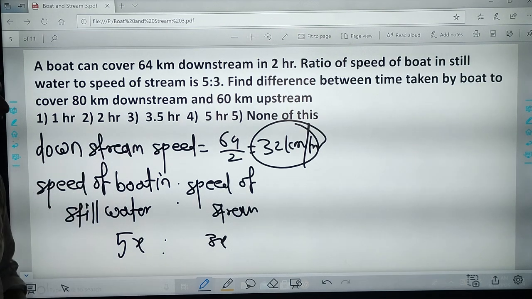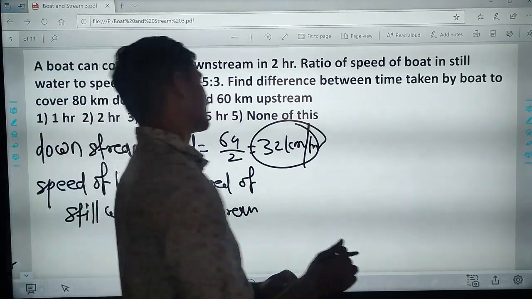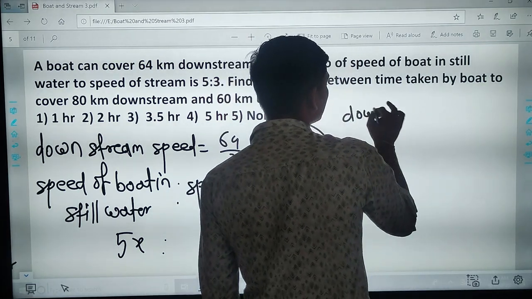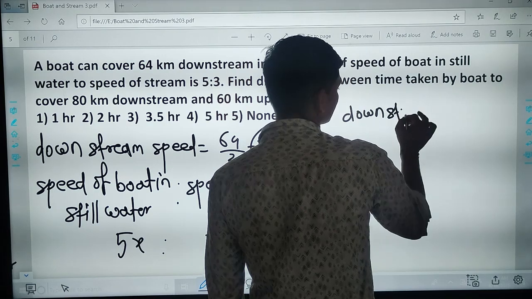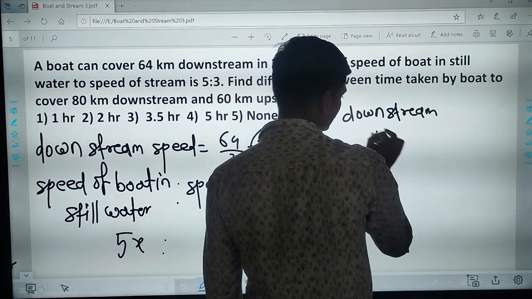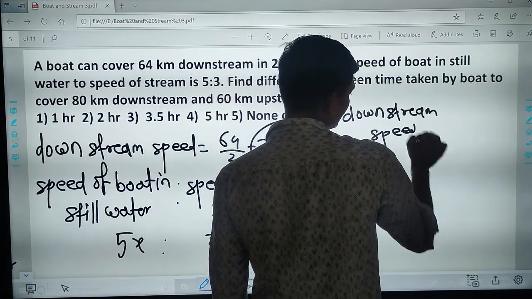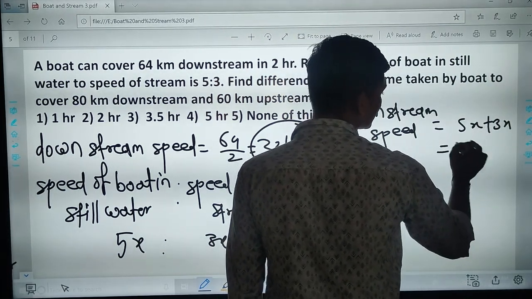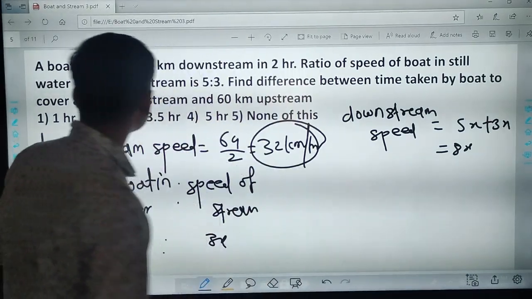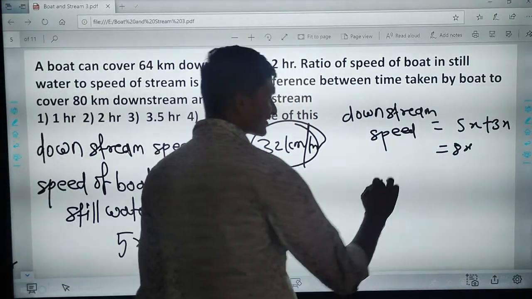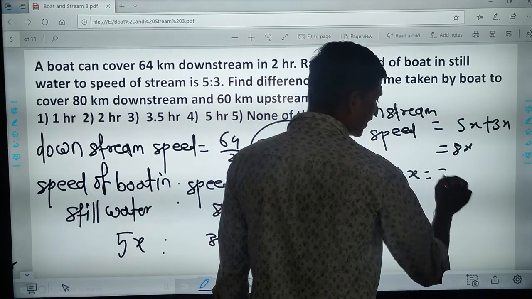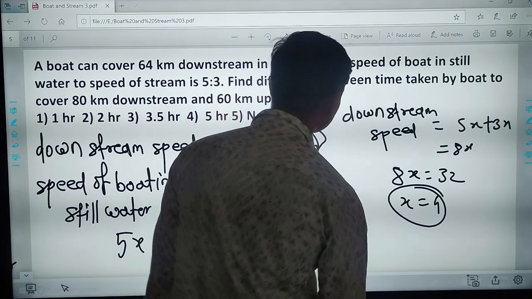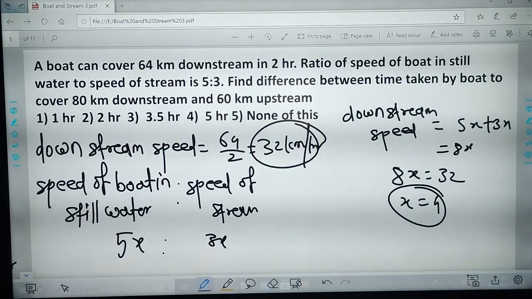Then your downstream speed is equal to 5x plus 3x, that is 8x. And your downstream speed is given as 32. Then 8x is equal to 32, then x is equal to 4. The value of x is equal to 4.